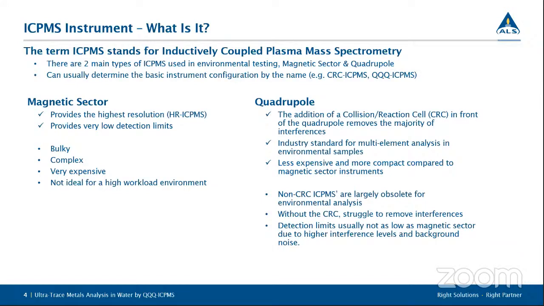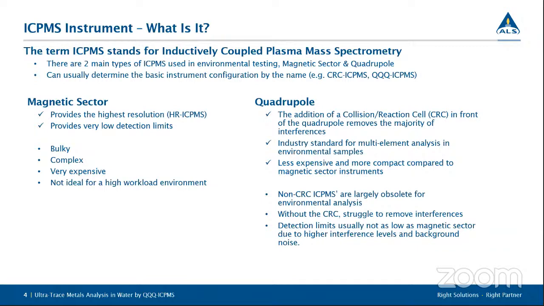And then lastly, the magnetic sector MSs are very expensive. They're about 3 to 5 times the cost of a quadrupole instrument. So all these things, if you need the ultra low detection limits, they're great, but if you're just doing a few samples at the ultra low level, but you have hundreds or thousands of samples to run, that might not be the best option for you.